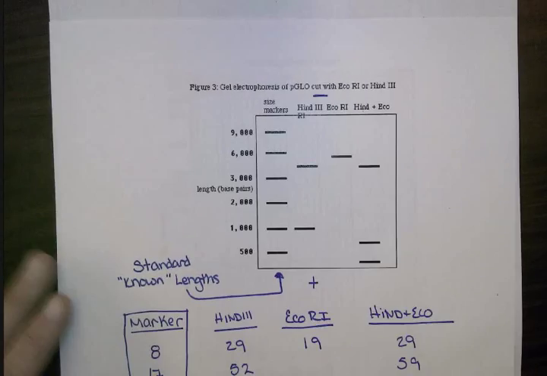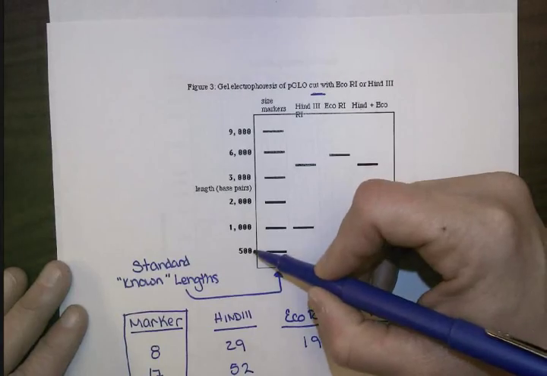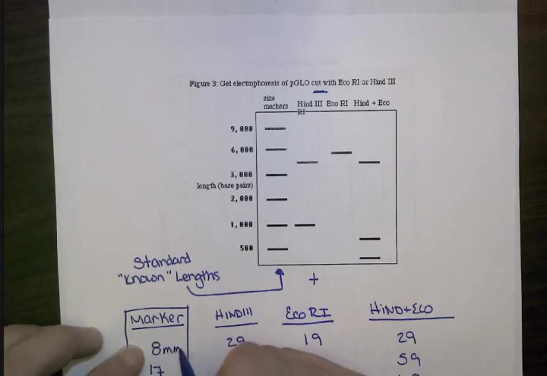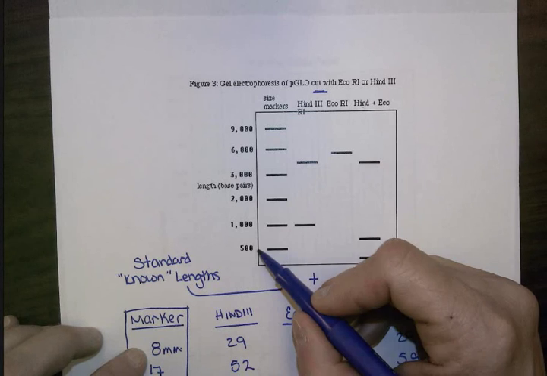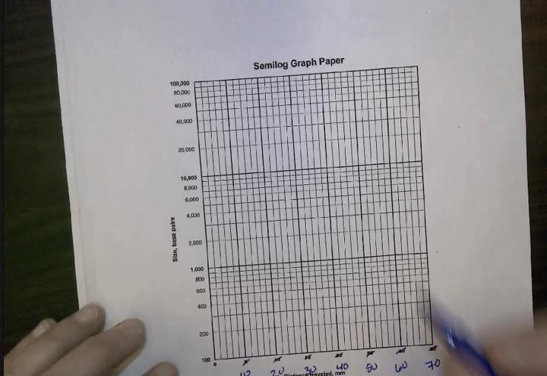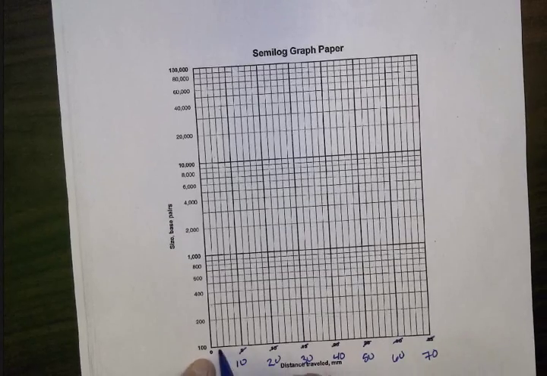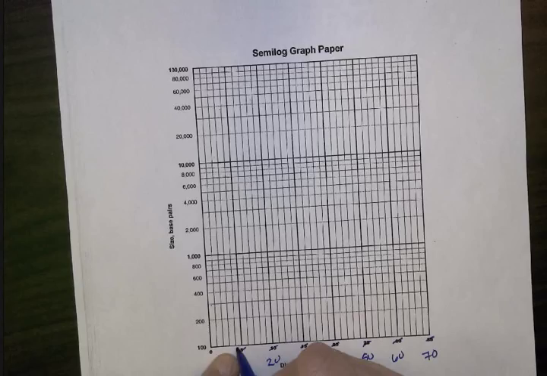All right, so now we need to graph this. We will take the distance in millimeters that the fragment has traveled and plot it versus the number of base pairs. So we know that my one base pair traveled 8 millimeters, so I'm coming over here. I've got this labeled as 10. So this is 2, 4, 6, 8 millimeters. And it is 500 base pairs long.